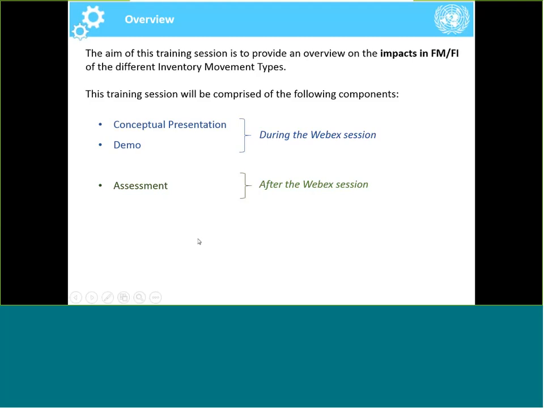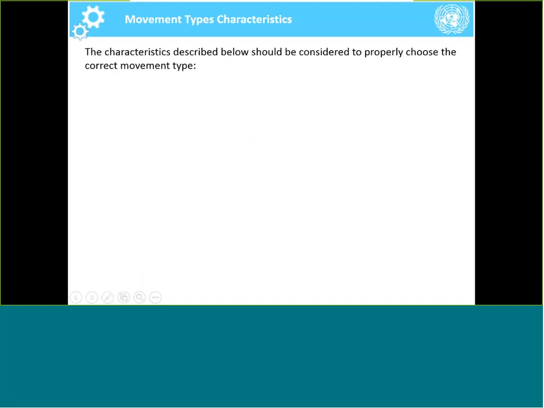Okay. All right. So let's move ahead. So what's important about the movement types? So as we said, the movement type selection triggers the downstream impacts in FA, FM, and FI. So what you need to consider in order to select the proper movement type, okay?